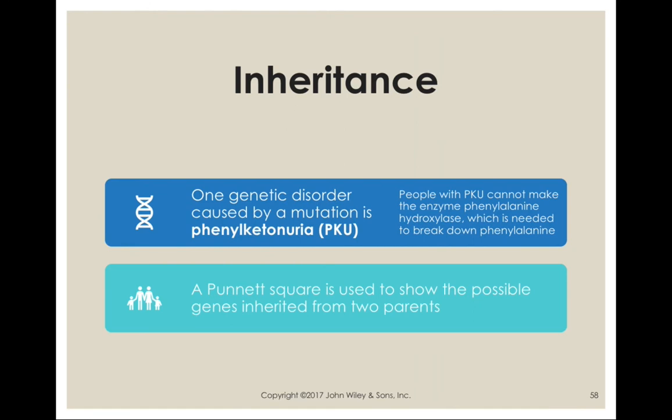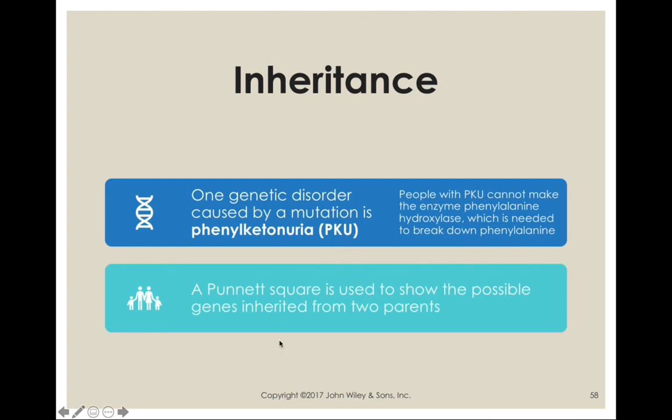So the example that we're going to look at here to demonstrate this idea is phenylketonuria. Phenylketonuria is a condition where the enzyme phenylalanine hydroxylase cannot be synthesized. Phenylalanine hydroxylase breaks down the amino acid phenylalanine. So individuals with phenylketonuria have to be very careful about eating phenylalanine.